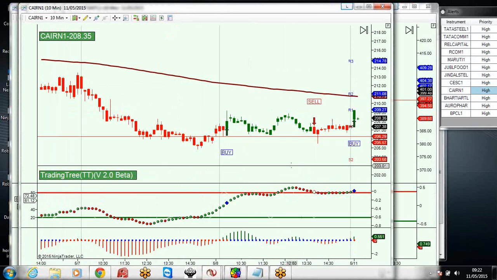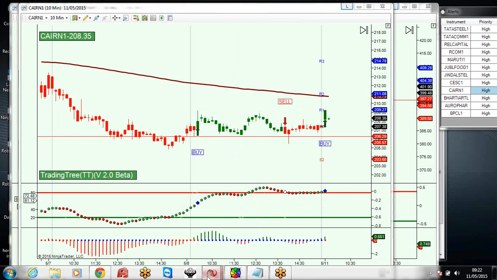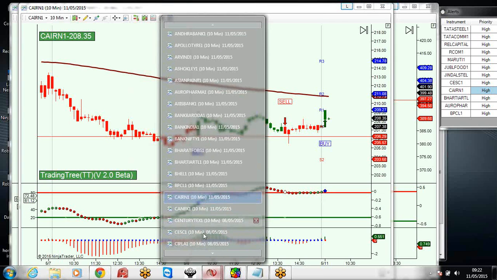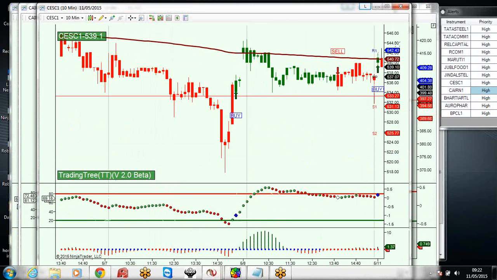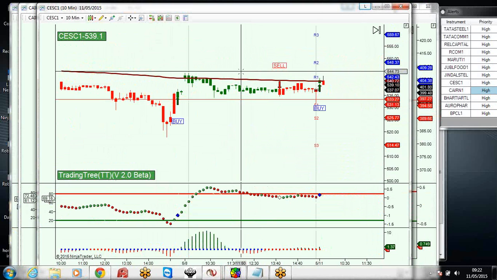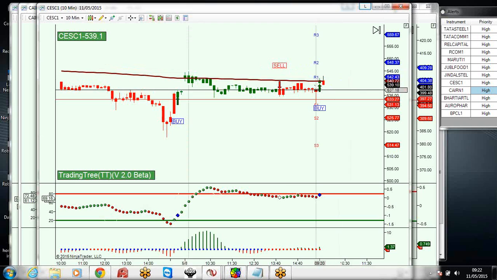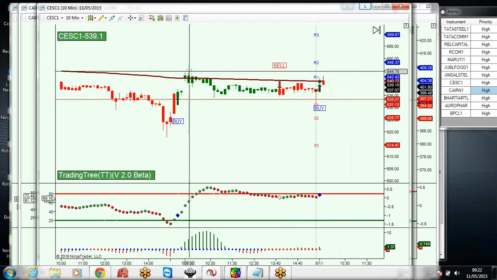So CAN India, we have a buy call. You can see that this is the recent high, 209.40. You can buy CAN India. CESC, we have a call. So its safe buy will be this 544.78. I'm just checking the recent high. So whenever I get a buy call, I look at the recent high and try to place the order safely.